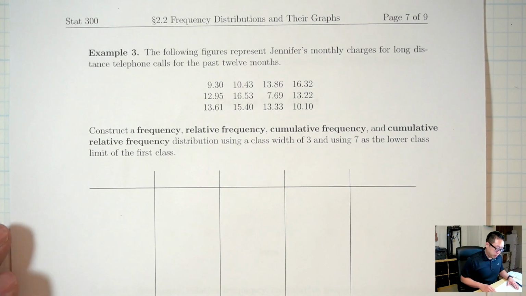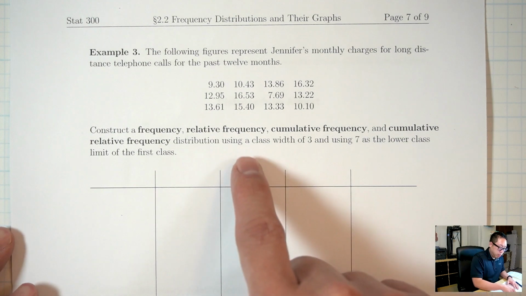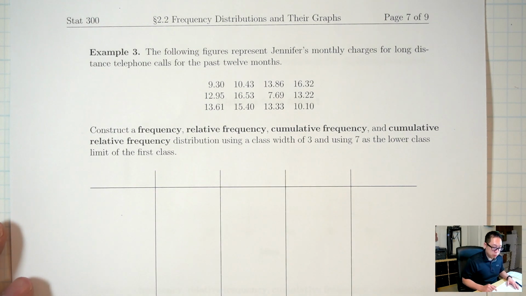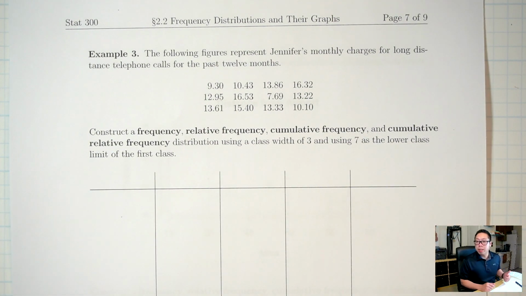Example 3. We have some data, and it says construct a frequency, relative frequency, and cumulative relative frequency distribution. In other words, make a table. Using a class width of 3 and using 7 as the lower class limit of the first class. This is telling you how I want you to break up your data into ranges.